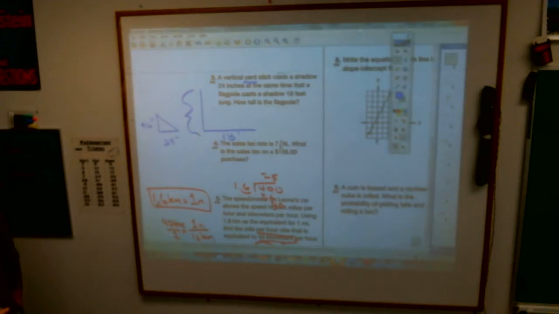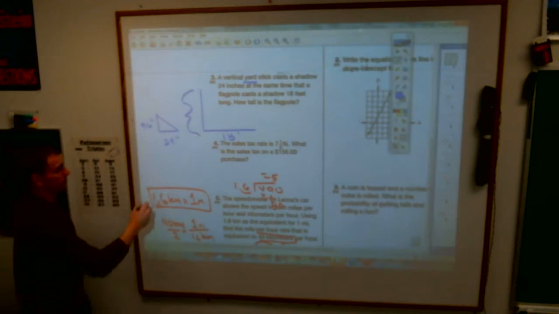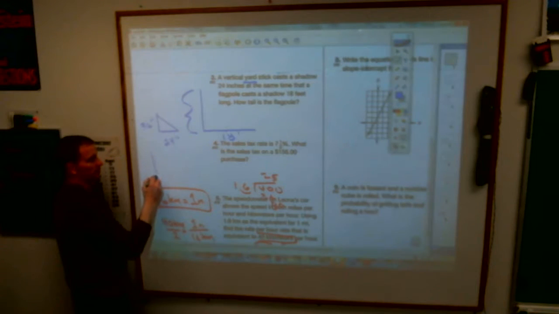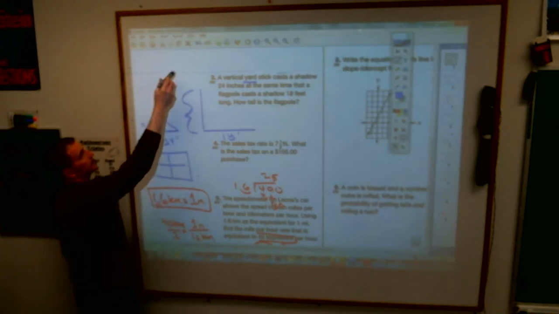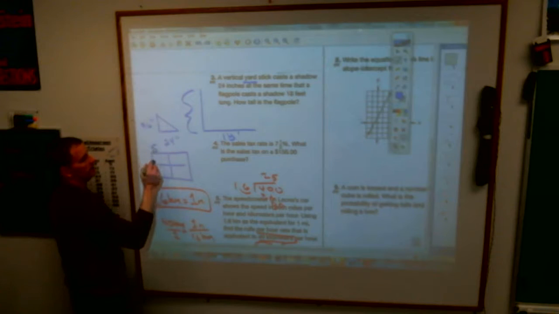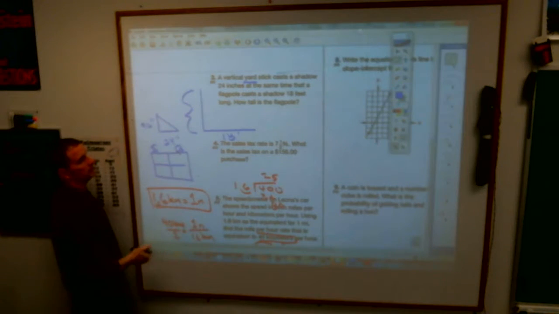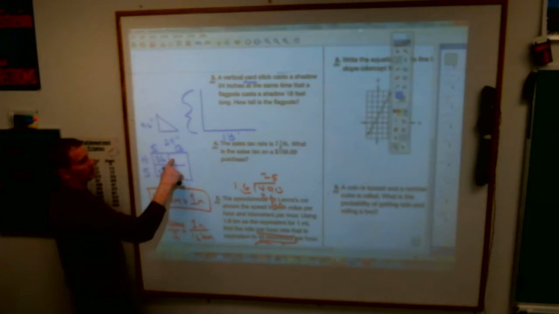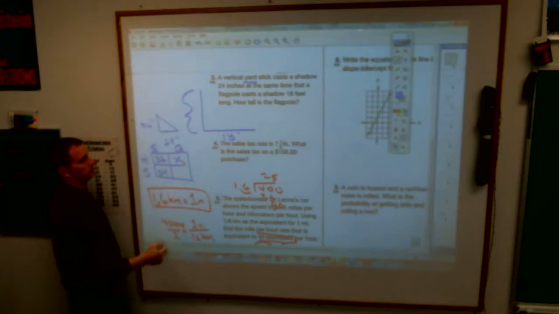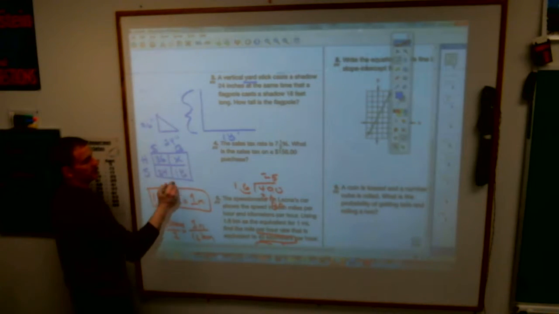So I'm going to do what? I'm just going to make a ratio box, and I would label it this exact way. What are you comparing? You've got the small triangle and you've got the big triangle. You've got the height of it and you've got its shadow. Small triangle height is 36. Small triangle shadow is 24. Big triangle height you don't know. Big triangle shadow is 18.